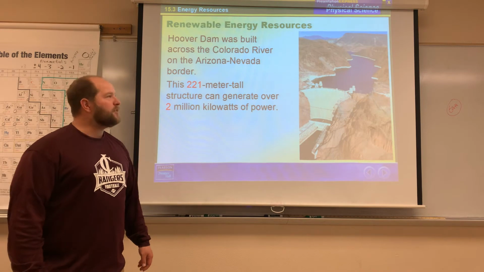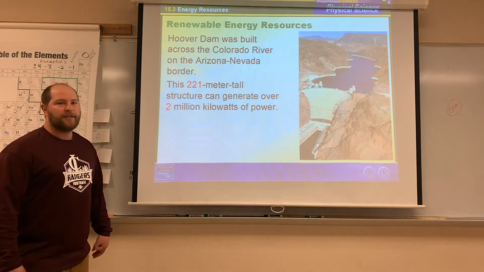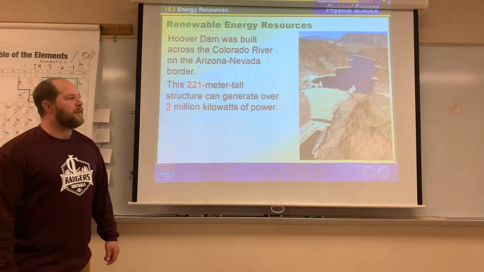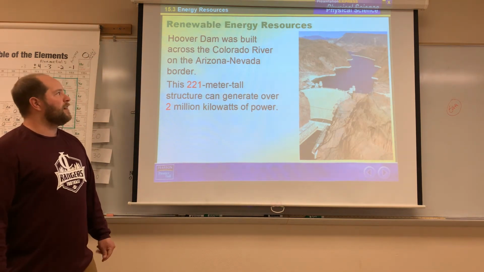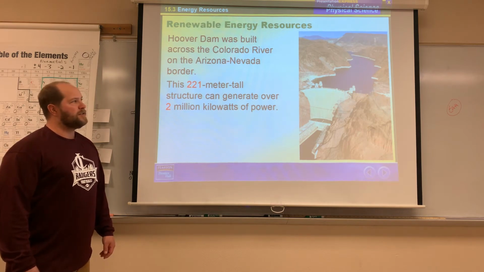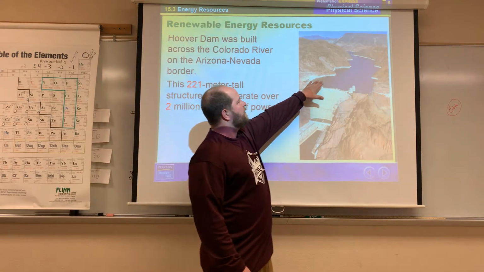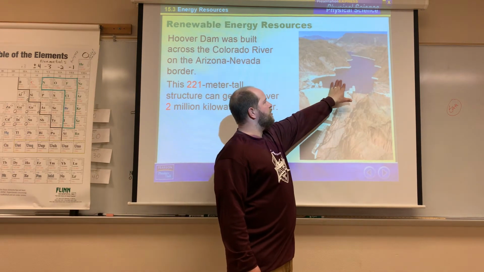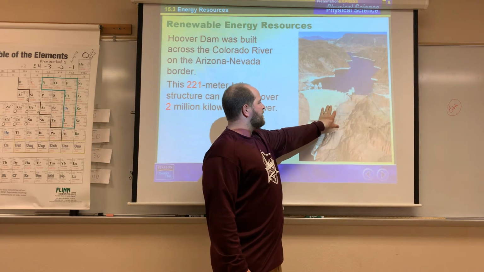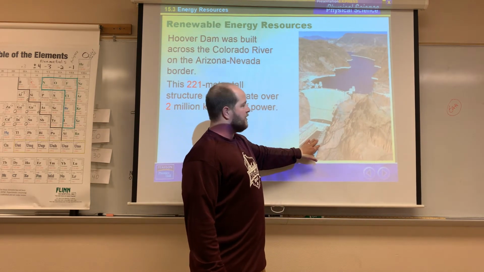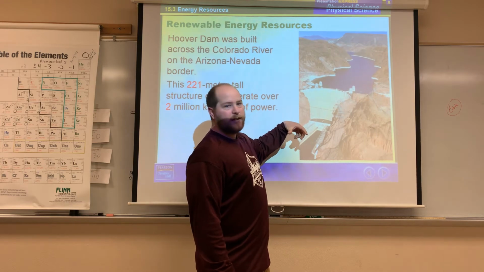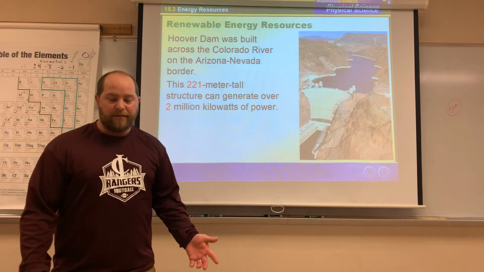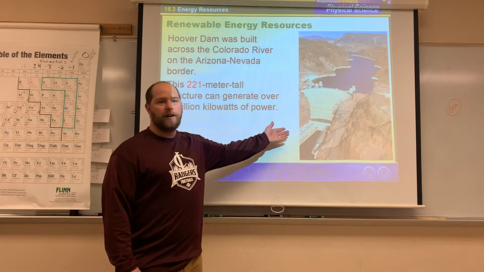So here's a picture of the Hoover Dam. It's 221 meters tall and can generate 2 million kilowatts of power. It definitely kicks off quite a bit of energy. As you can see, the water is higher up here than down below, so it has gravitational potential energy up here, and as it moves down, it gets converted into kinetic energy. There are turbines throughout this structure, which are hooked up to those generators. It gives us a lot of power, and basically a lot of free power once it's been built.